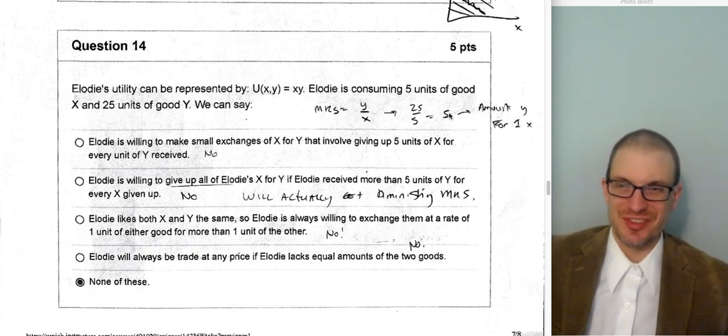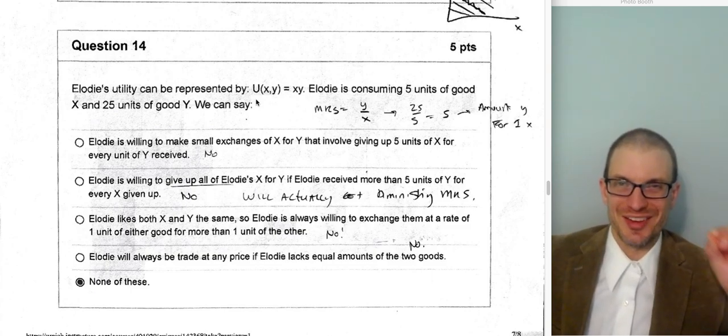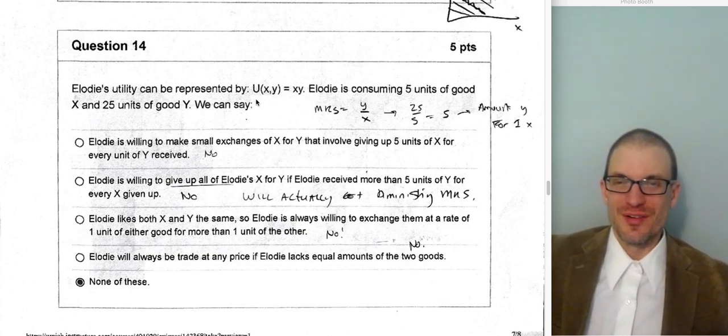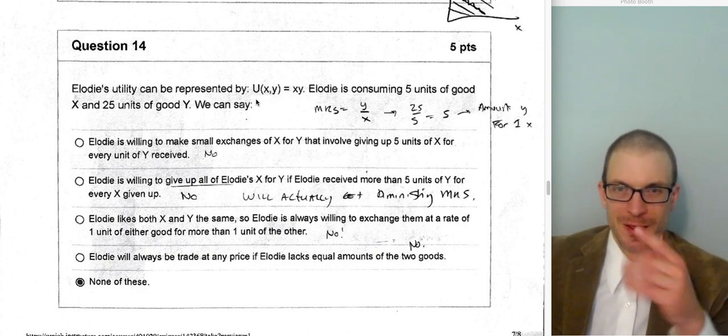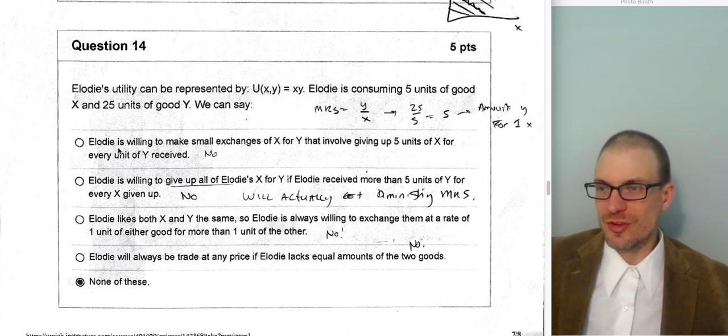Now, that's why it says small exchanges, because if you get even a little bit down the curve, it's got a different slope, right? So after Elodie makes a trade of 5 units of y for 1 unit of x, no longer is Elodie's indifference curve having the slope of 5. It's going to have something less than 5, right? We have diminishing marginal utility. So is Elodie willing to make small changes of x for y that involve giving up 5 units of x for every unit of y received?